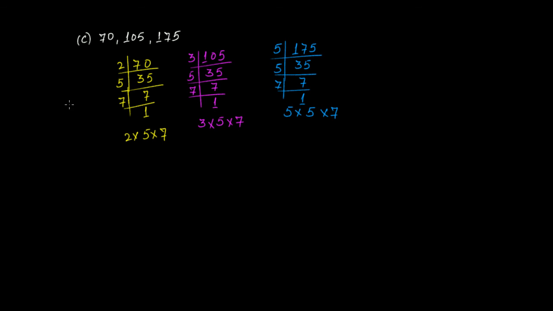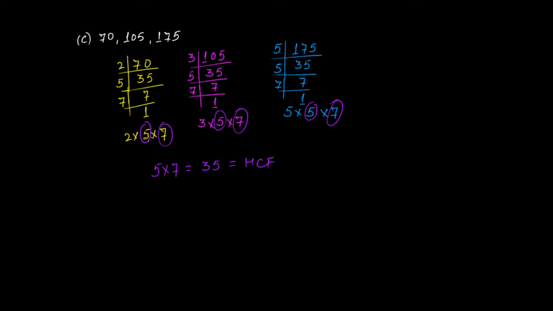Now which prime numbers are common in these three? You will say the common are this 5 is here, this 5 is here, and this 5 is here. So 1 is 5. Which is the next common prime number? We will say 7 is here, 7 is here, 7 is here. So 5 times 7. Any other? No. So 35 will be the highest common factor.